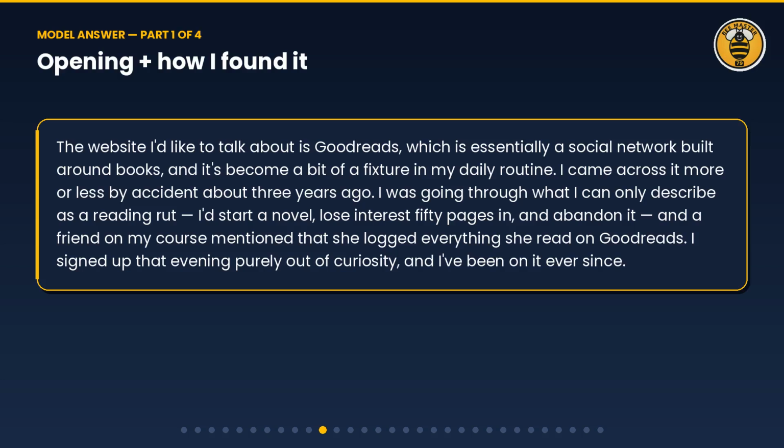I was going through what I can only describe as a reading rut. I'd start a novel, lose interest 50 pages in, and abandon it, and a friend on my course mentioned that she logged everything she read on Goodreads. I signed up that evening purely out of curiosity, and I've been on it ever since.